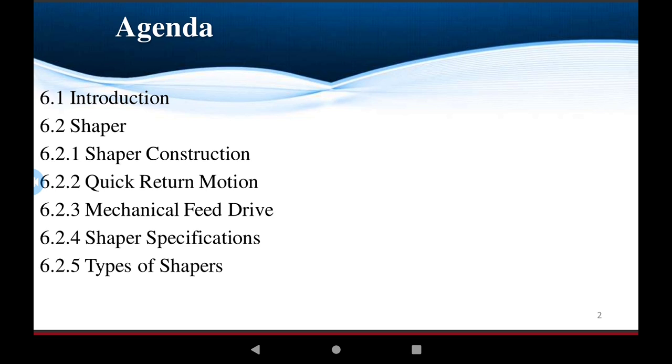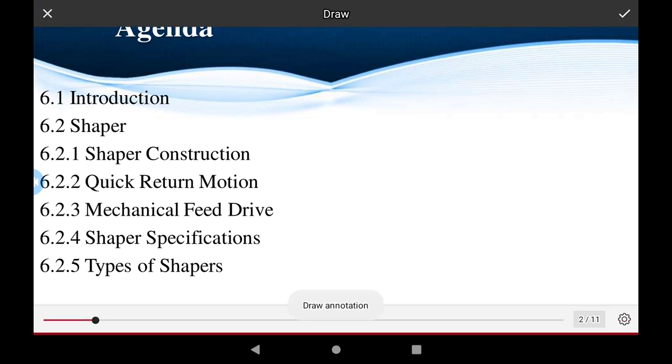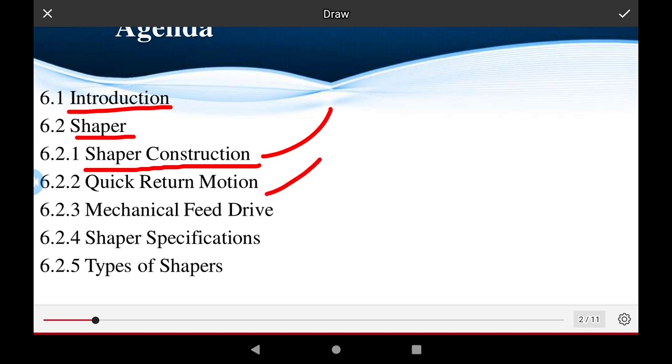This video presents the introduction to the machines in detail. First of all, this is a new chapter, the introduction of the shaper machines, with the definitions, working principle, motion and assumptions about the shaper machines, and the construction of the shaper machine. I also present the quick return motion, the quick return mechanism used in shaper machines, and the mechanical feed drive.